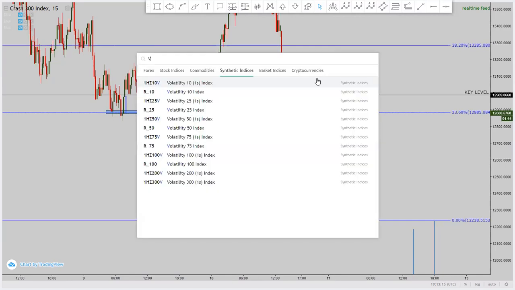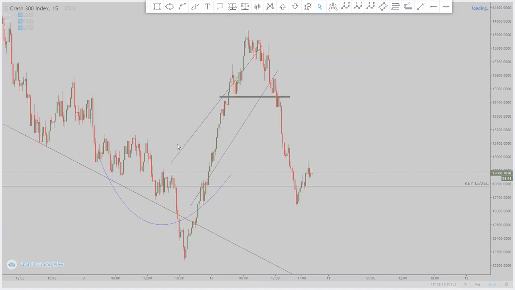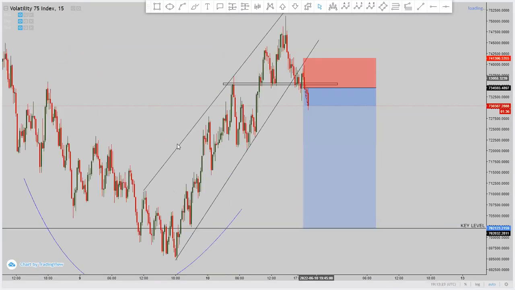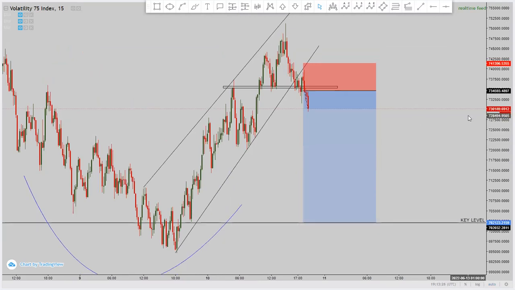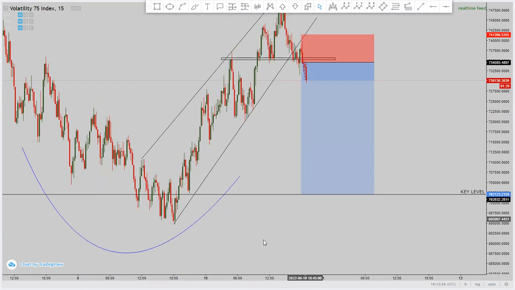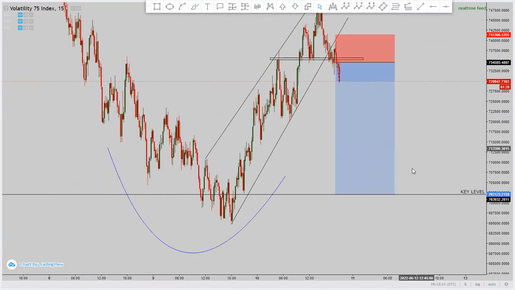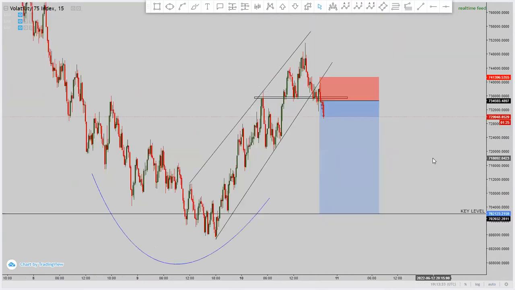So, Crash 300 and VIX. I hope it's clear and you don't need to look at so many other things. These two are more than enough for you to make whatever you want to make. They are more than enough. VIX is actually moving accordingly. So I hope it's all understood.